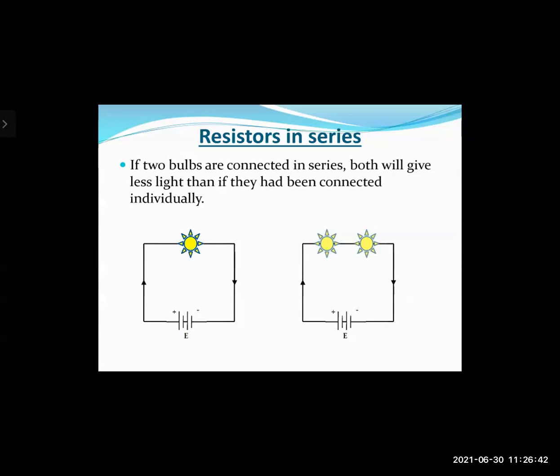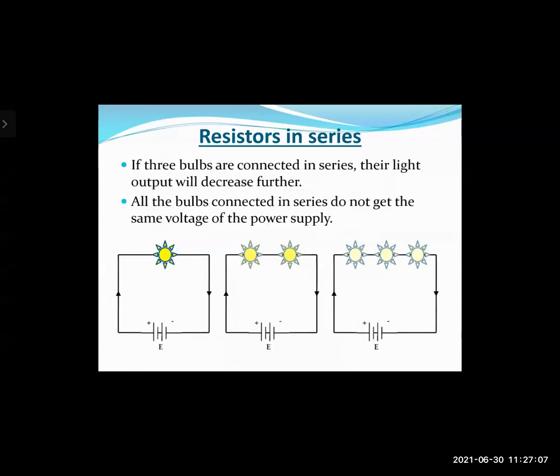Now if I connect one more light bulb, what will happen? The voltage will get shared between the two bulbs. So the two bulbs will glow slightly dimmer, right? And according to Ohm's law, what happens? If your resistance increases, the current decreases. That means the current flowing will decrease, so both the bulbs will get lesser current. So they will glow a bit dimmer. If I connect more bulbs, what will happen? If three bulbs are connected in series, then their light output will decrease further.